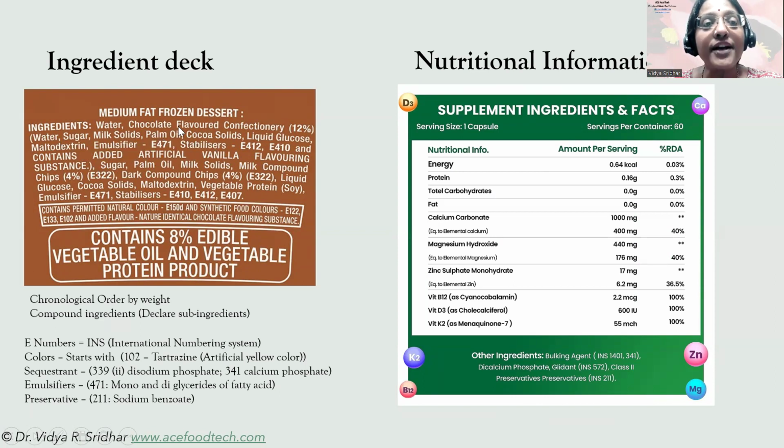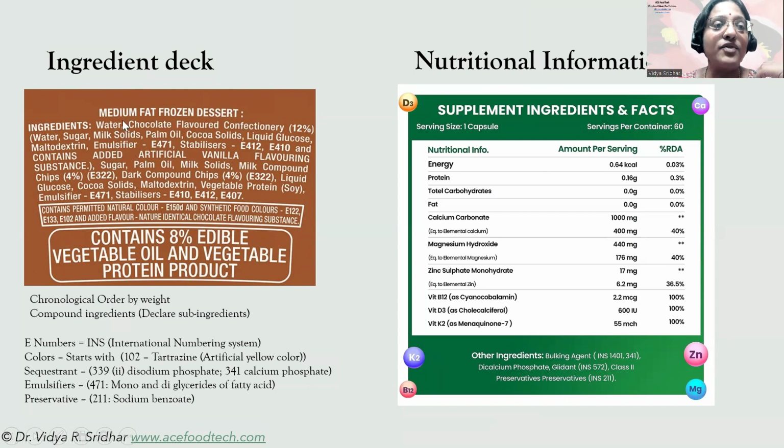When you look at chocolate flavored confectionery, it has a percentage associated with it. It's 12%. And then there is a bracket, and that bracket has again water, sugar, milk solids, and palm oil. So what does this mean? It means that it is a compound ingredient. The chocolate flavored confectionery is a compound ingredient, and within that ingredient it has water, sugar, milk solids. As per regulation you have to write what is present in the compound ingredient, and hence they have expanded it and written all the things that are present in that compound ingredient.